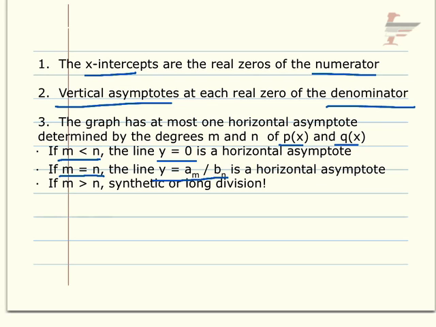And last but not least, if the degree on top is larger than that of the bottom, like x cubed over x squared, then you have to do synthetic or long division, whichever is appropriate, and probably it's going to work out synthetically, to see what that end behavior asymptote is, which is the slanted asymptote.